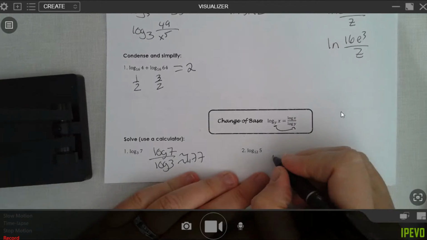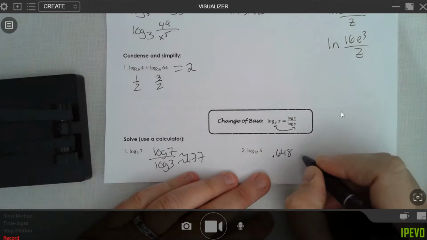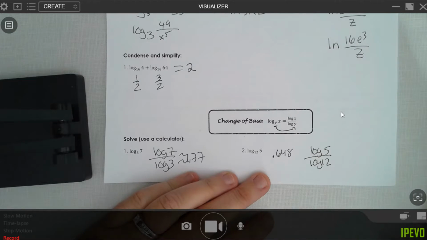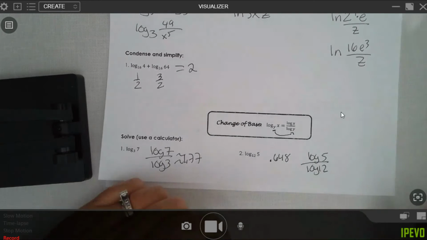So you should be getting about 0.648, because it's log of 5 divided by log of 12. If you accidentally did it in the other way and you put the 12 on top, then you got 1.54. So if you got 1.54, you divided it in the wrong order.